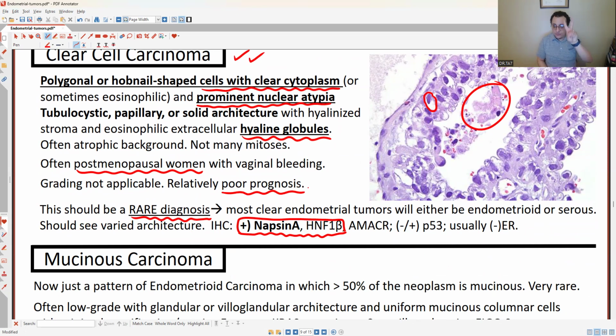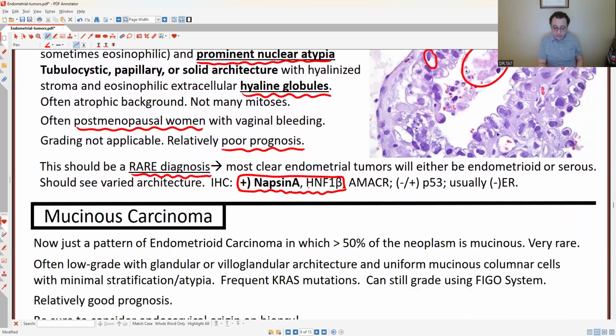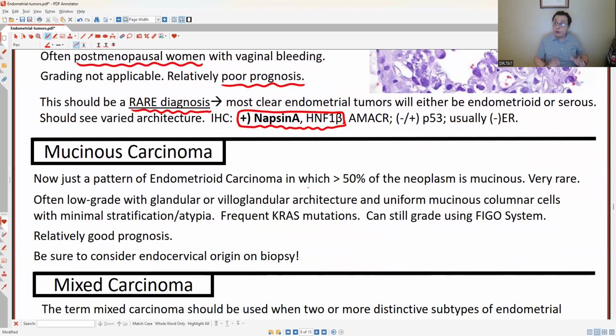Classic two IHCs, which are positive, are napsin A and HNF1 beta. Just remember these. That's clear cell carcinoma. Very easy. Mucinous carcinoma also.